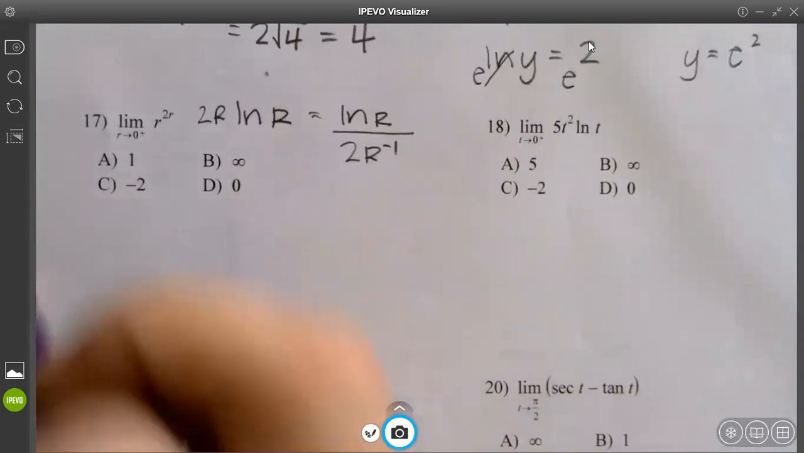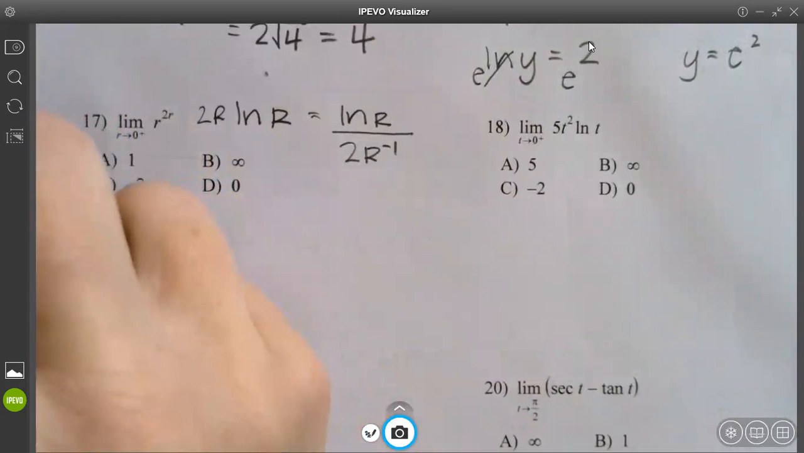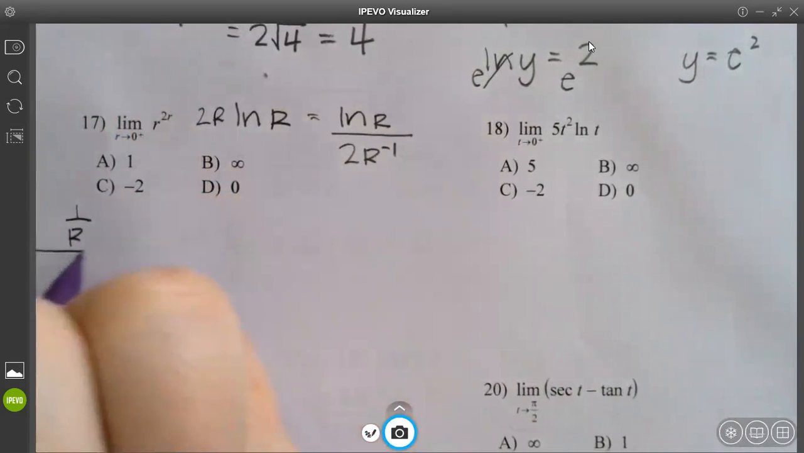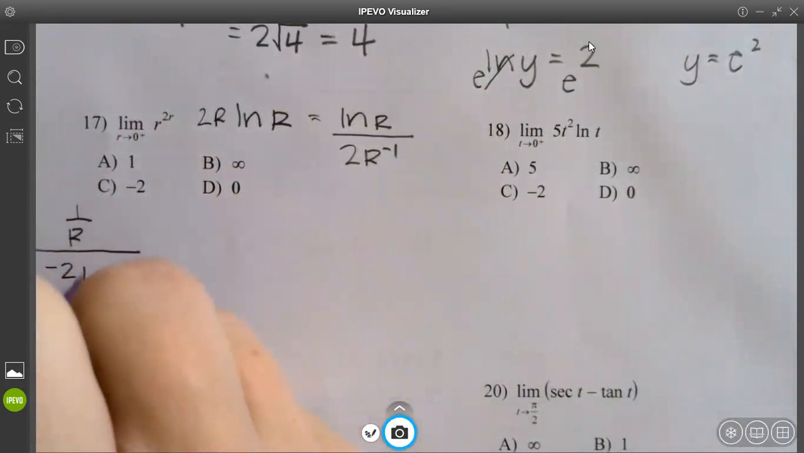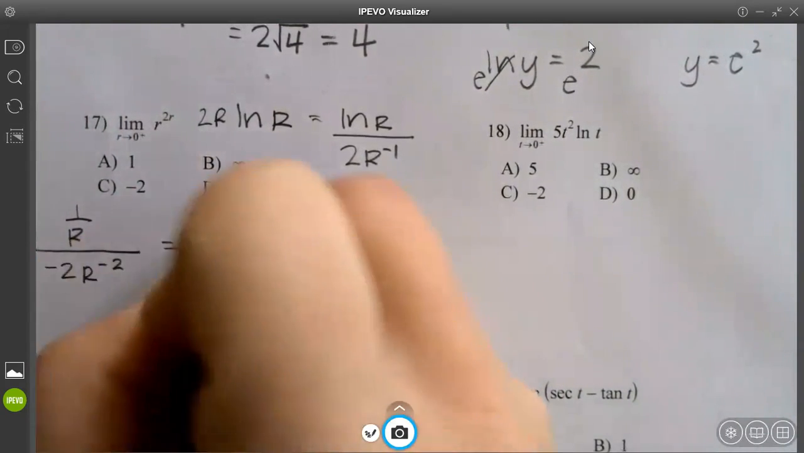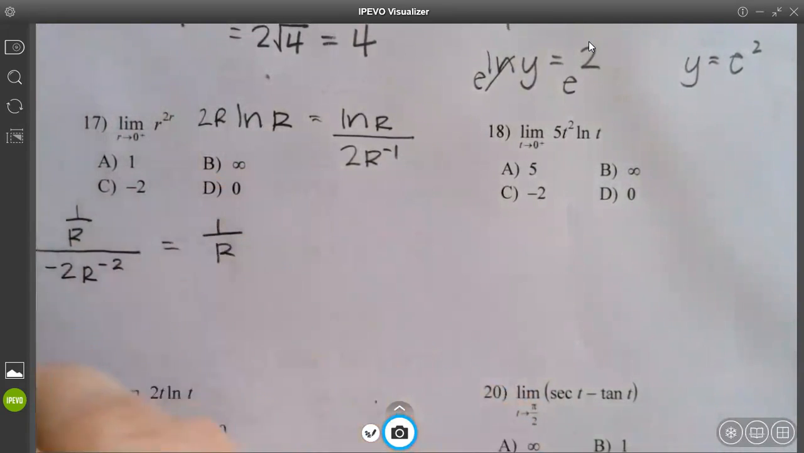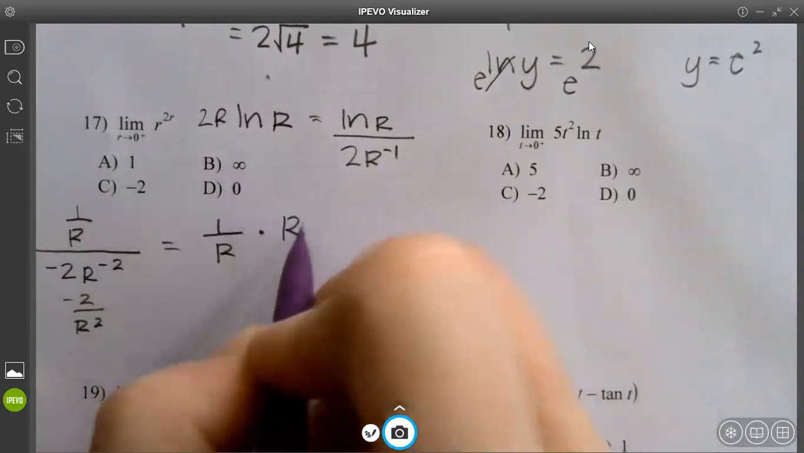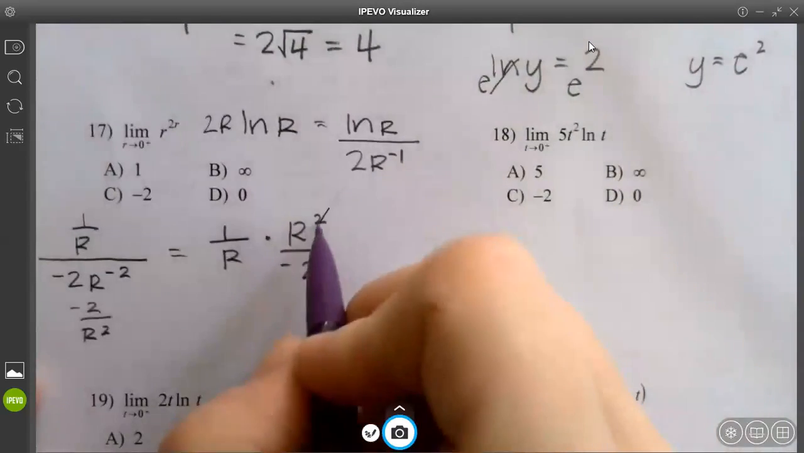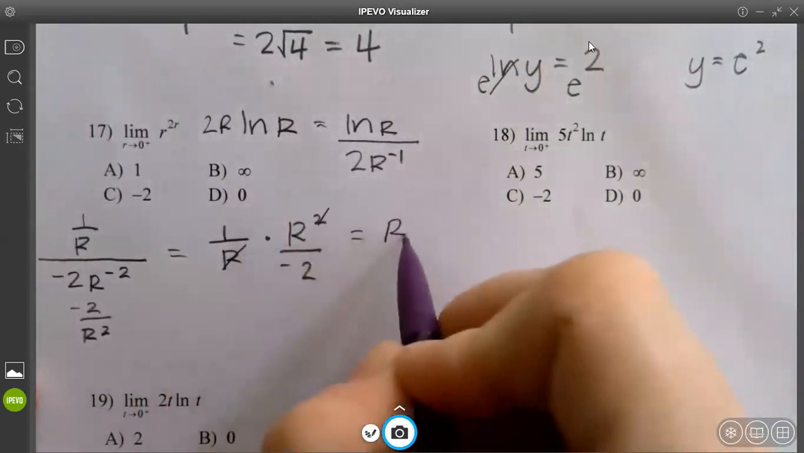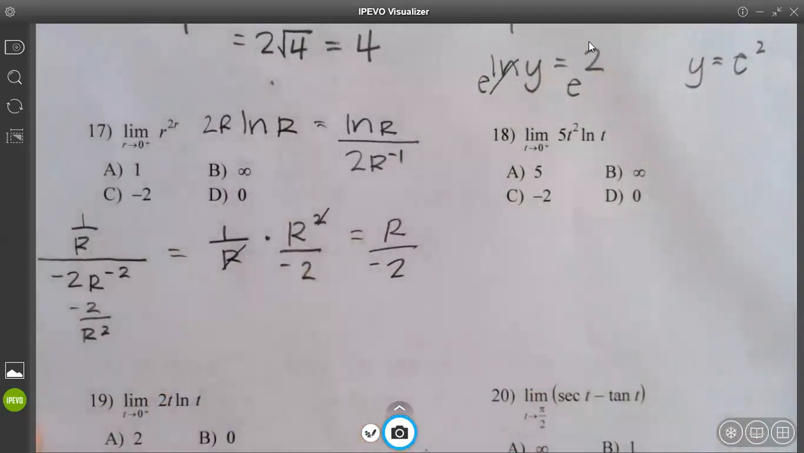Derivative of ln r is 1/r. Derivative of 2r to the -1 is -2/r². We flip and multiply, which just gives us r/-2. Like I said, it's not going to change it at all.